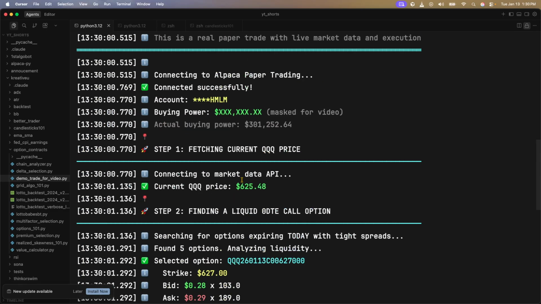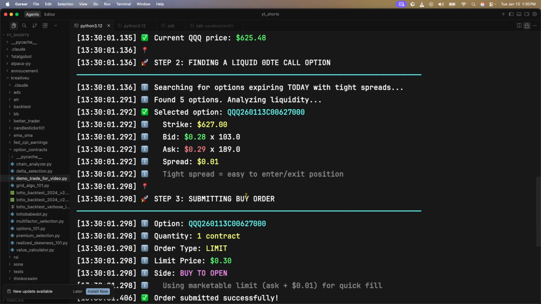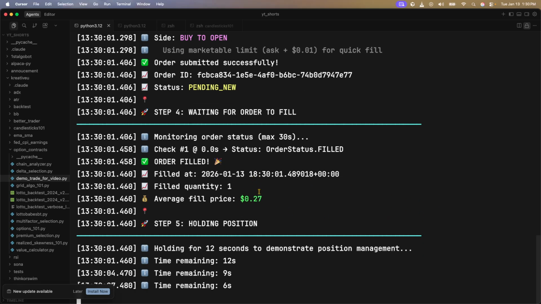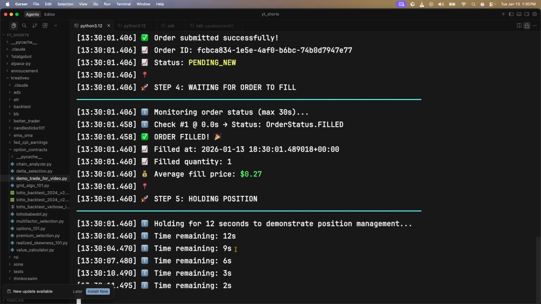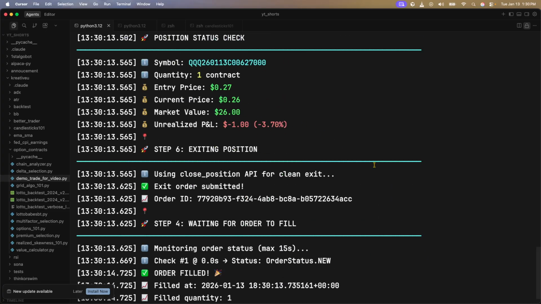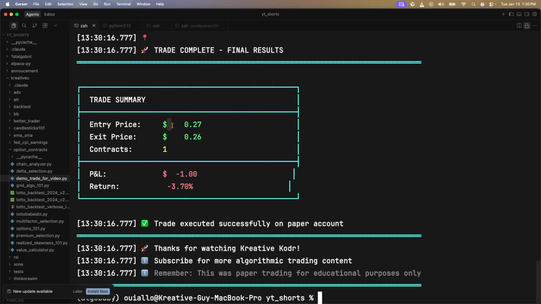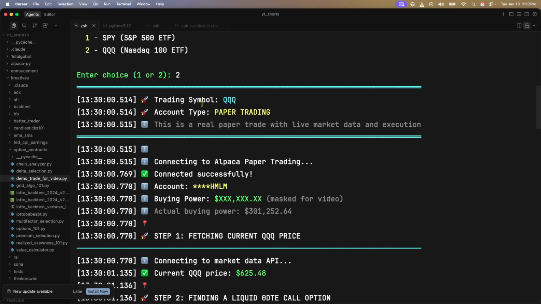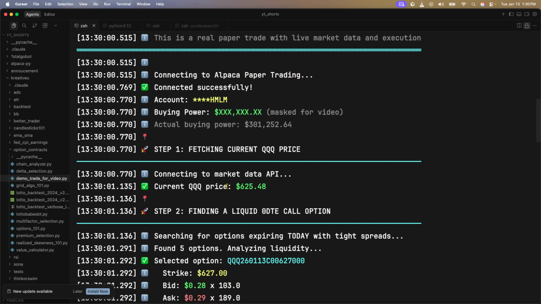So what we're doing right now, live, let me go over this. Let's let it happen. So live, we picked the contract for $27. We're holding it for 12 seconds. We're waiting to see if it's going to be profitable. And after the 12 seconds, look at that. We lost $1. We sold it. So we got in at 27 and got out at 26. So let's go look at what happened. This is paper trading. We're trading QQQ, which is the top 100 tech companies within the NASDAQ. The current price of QQQ is 625.48.